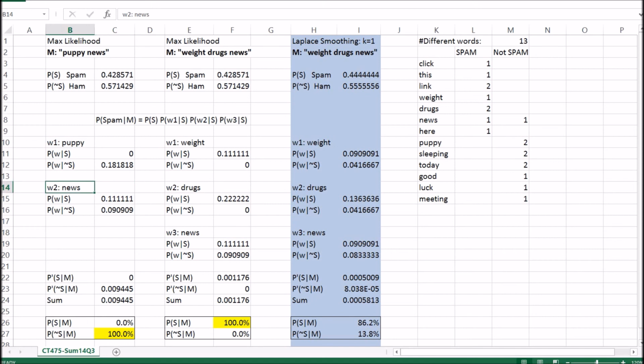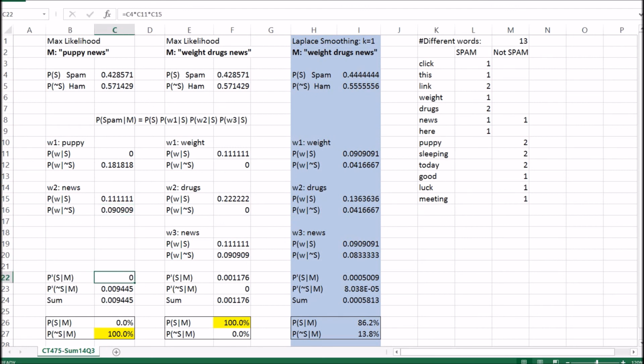What about the word news? Well, the probability of that word in spam, we already figured this out, I think. Here's our spam set. There have been a total of 9 words in our spam set, and one of those occurrences is the word news, so that's 1 over 9. Likewise, the probability of that word in the non-spam set is 1 over 11. And that's the last word we have.